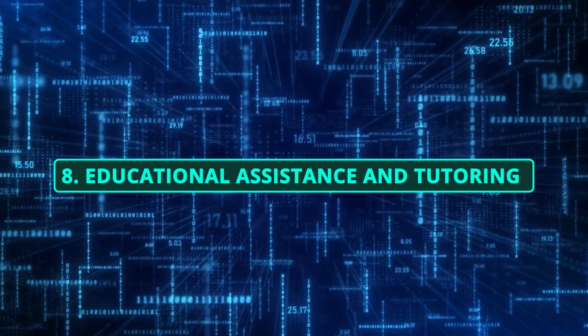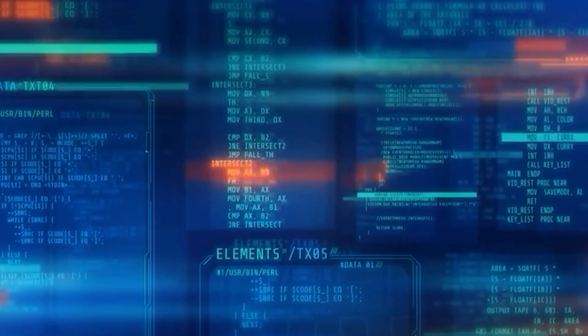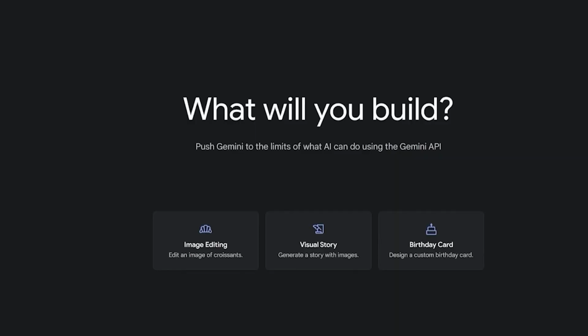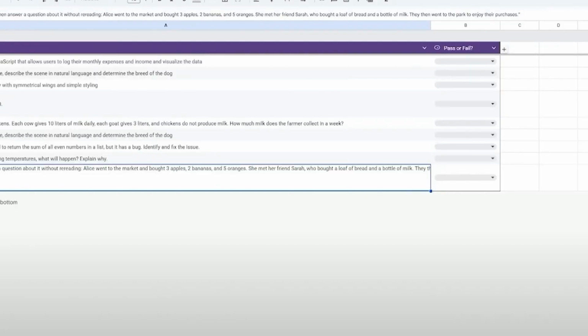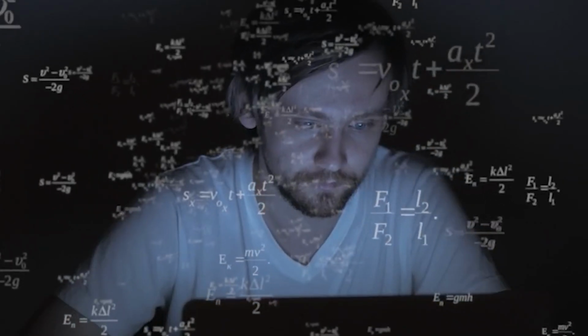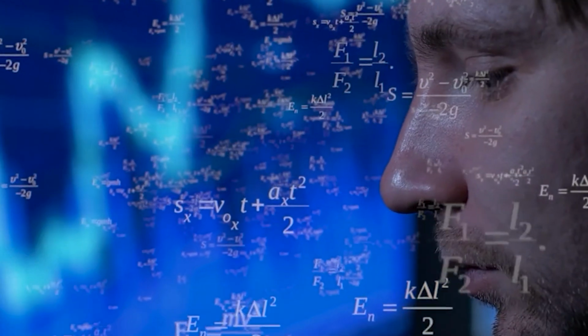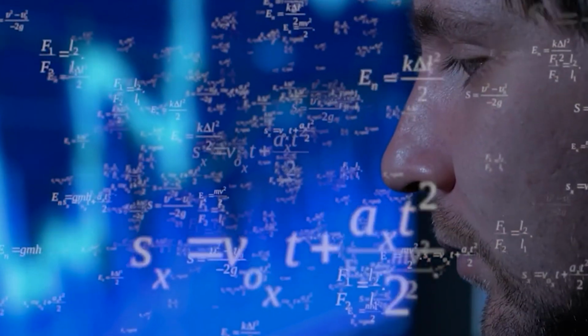8. Educational assistance and tutoring. O3 can also serve as a personal tutor for almost any subject. Whether you're studying for a big exam or just trying to understand a difficult concept, O3 is there to explain things in detail, breaking down complex ideas into easy-to-understand pieces. Its ability to answer questions and clarify doubts is incredible.